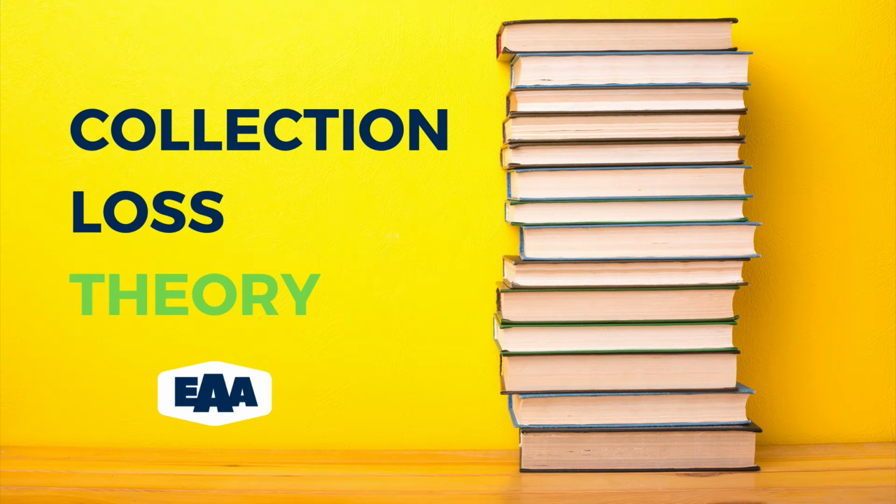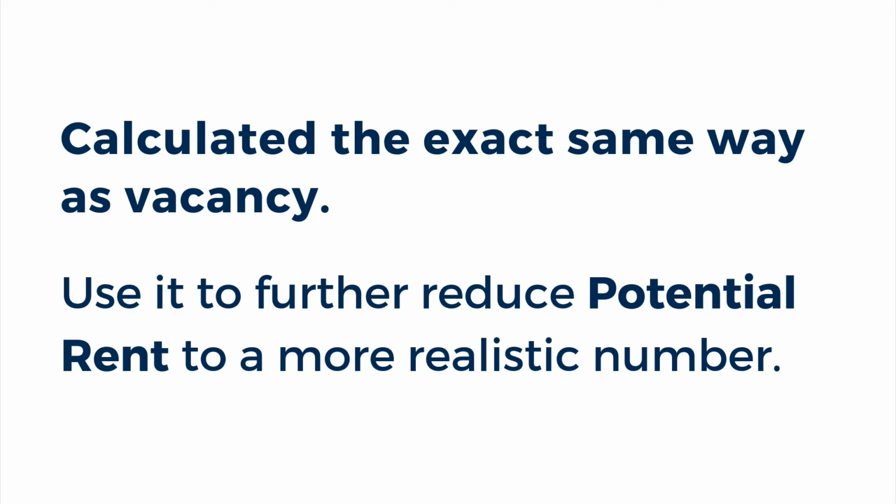Collection loss. This one's going to be easy if you just went through the vacancy one. It's calculated the exact same way as vacancy, and it's used the exact same way, which is to reduce potential rent to a more realistic number. What it represents is the non-receipt of income that you actually have a contract for. For example, the tenants have a lease and they don't make their rent payments. Plain and simple. And you're probably going to end up evicting them.